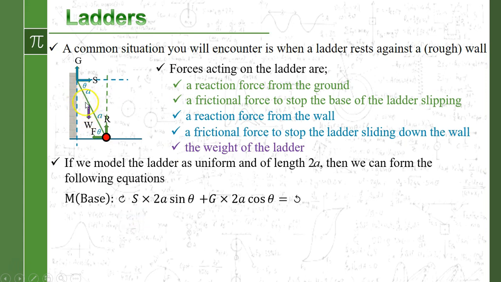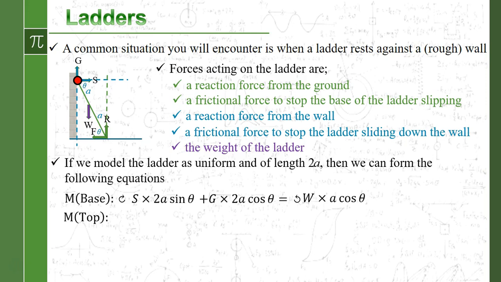So what have we got? Well, we need, again, the distance from the line of the force to the moment, and that's going to be this horizontal distance along here, which is a cos theta. So there we go, we've got our moments around the base.